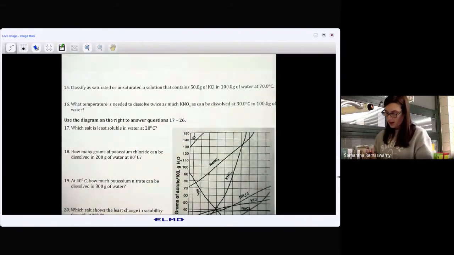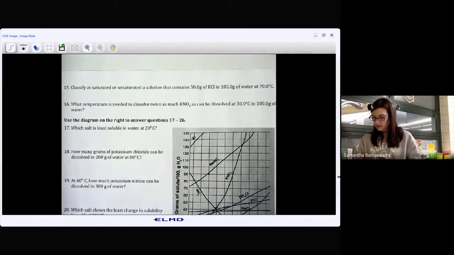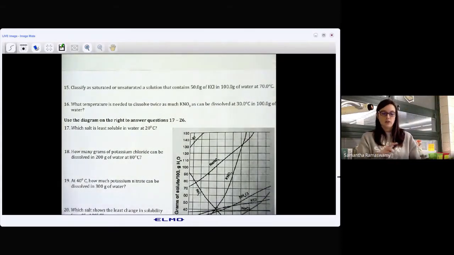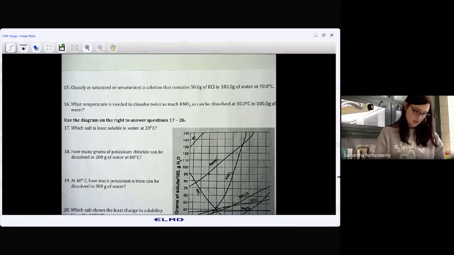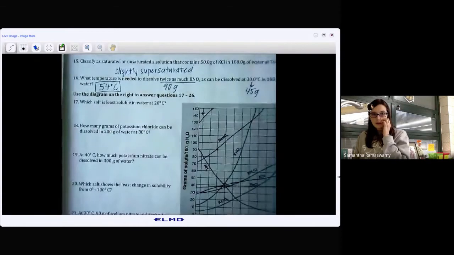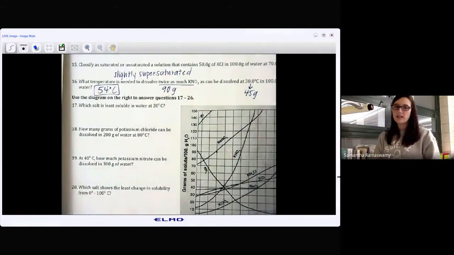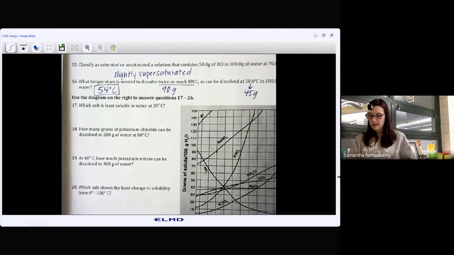You're looking at KCl at 70 degrees, and then 16 is a little bit different of a question. So take just a minute or so, answer 15. Use all three. Is it unsaturated, saturated, or supersaturated? And then see if you can answer 16 as well. For 15, that's actually slightly supersaturated. It's just above the line.